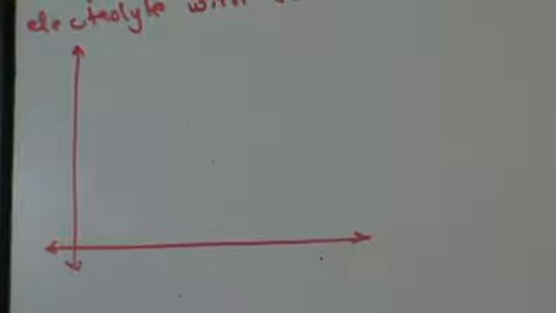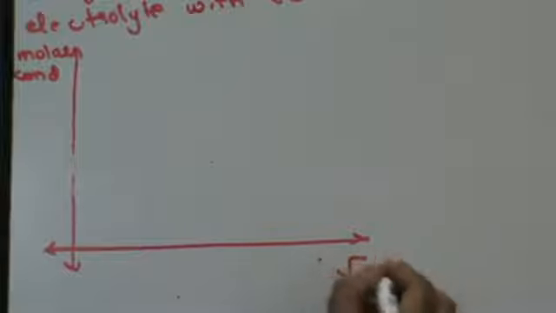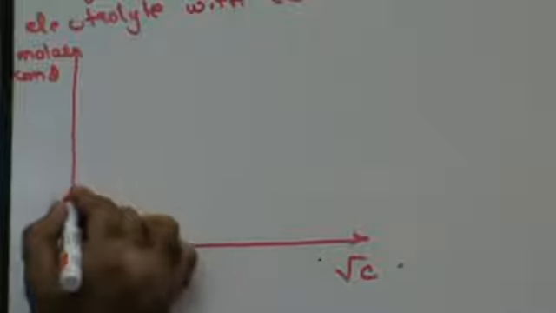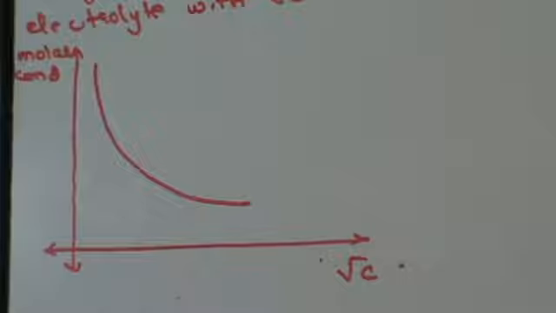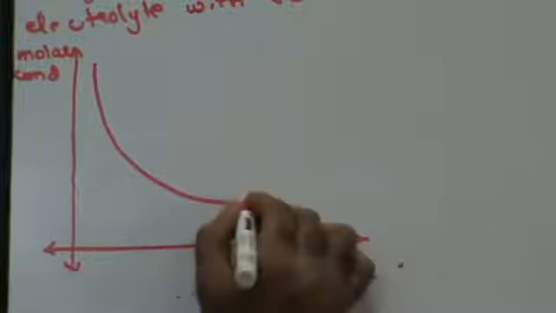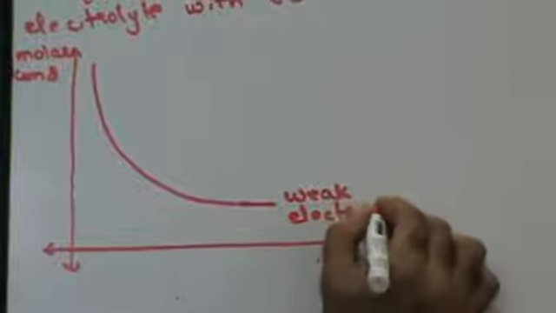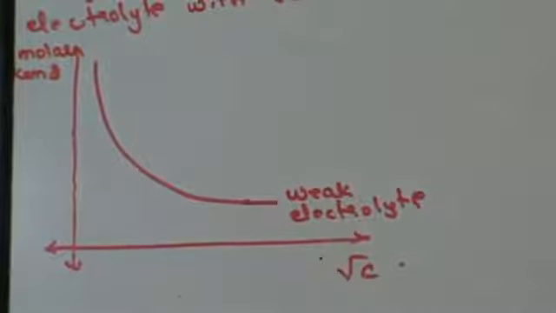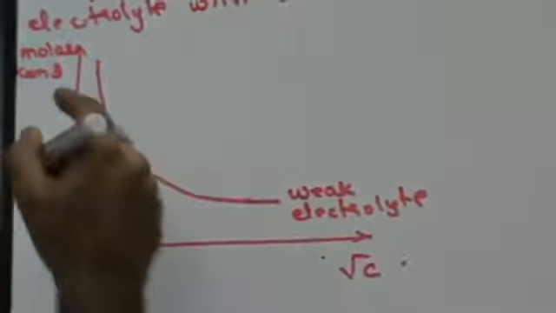I'm taking molar conductivity on the y-axis and square root of concentration on the x-axis. Now, if I have to draw a graph, I will get this graph this way. This is the graph of molar conductivity versus square root of concentration. Where the concentration is low, this is my weak electrolyte, obviously, and where the concentration is high, this is my strong electrolyte.